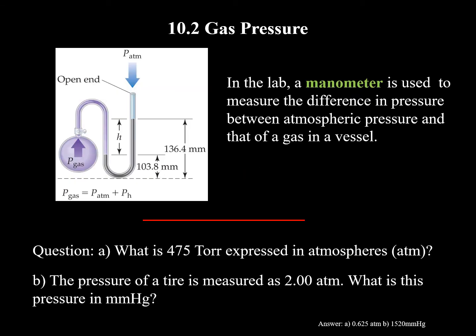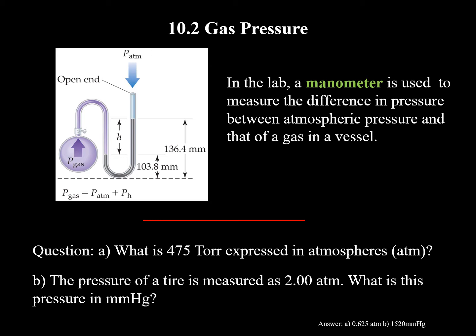In experiments, we use a device called a manometer, and it can measure the pressure of a gas vessel. So if there's an experiment where a gas was released, it can measure how strong that gas is in terms of pressure by how far the mercury moves in the manometer.